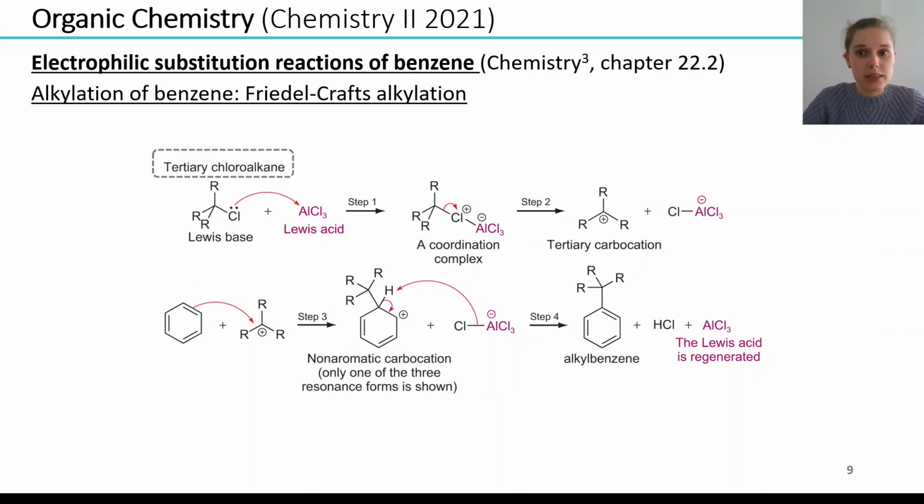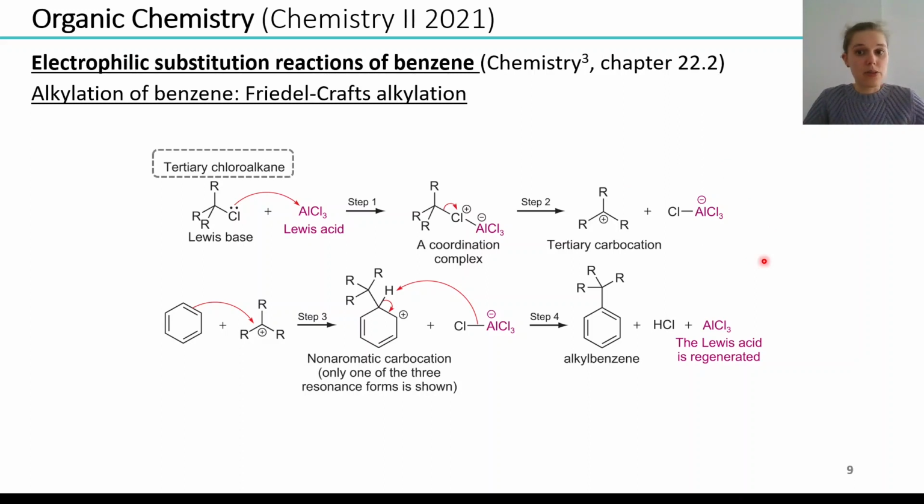If we now use a secondary or tertiary chloroalkane, the reaction mechanism is slightly different, but we still produce alkyl benzenes. So let's have a closer look at the reaction mechanism with a tertiary chloroalkane. Again, in the first step, this tertiary chloroalkane reacts with the Lewis acid catalyst, and hereby we form the coordination complex. However, it is now important to see that this coordination complex, where the tertiary chloroalkane molecule is involved, is no longer stable. It will break down to form a tertiary carbocation and tetrachloroaluminate.